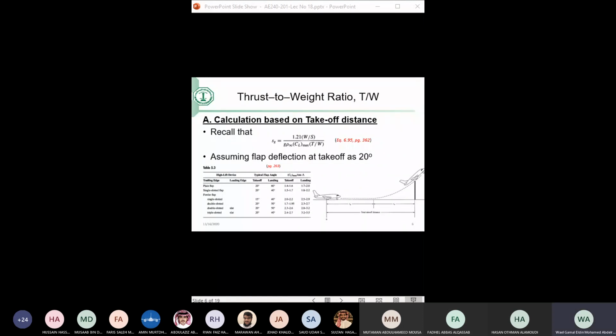Now you can argue that we had CL max before to be 2.3, but that's when we were landing, when the flaps were fully deflected at 40 or 45 degrees. In takeoff, typically the flaps are deflected only 20 degrees. That means I cannot use the 2.3. The CL max will be slightly less. So we will not work exactly as we did in landing, just to find the CL max here. What I mean is that CL max here is not the same CL max as in the landing, because the flaps are not deflected to the same value.